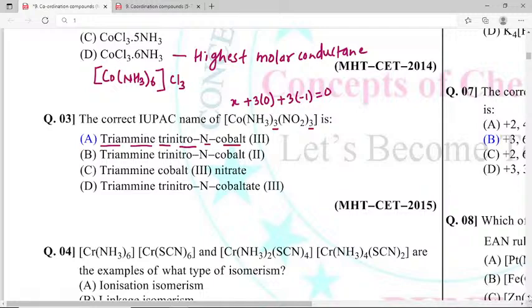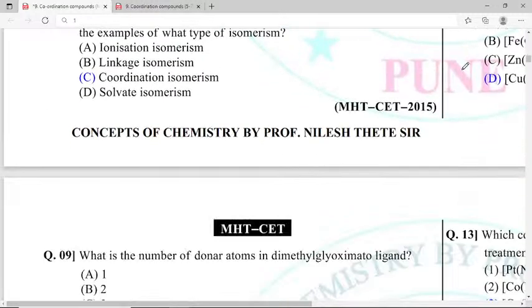So what is the X value here? How to calculate the X value? X minus 3 is equal to 0, so X is equal to +3. This is your answer, +3 oxidation state. Option A is correct. Get it everyone? The correct IUPAC name of Co(NH3)3(NO2)3 is triammine trinitro-N cobalt. Next.